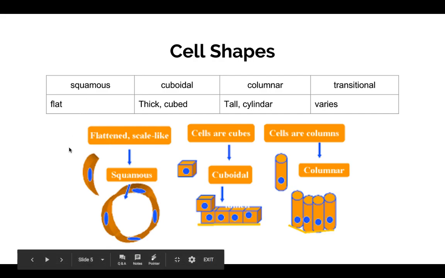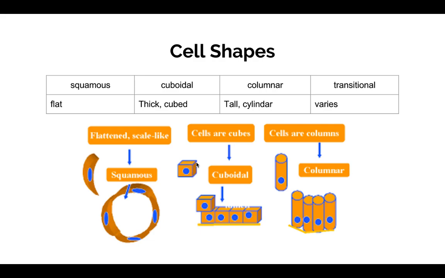It's really flat. Cuboidal cells are cube-shaped. Now it's not going to be a perfect cube, but they do have this shape that looks cubical. Okay, that's why they're named cuboidal. And they are thick cells. They're pretty thick, and they have this distinct cube shape. Columnar, they are tall cells that have a column-like shape or a cylindrical shape. And transitional cells, they do vary. They have varying shapes. Hence the word transition.